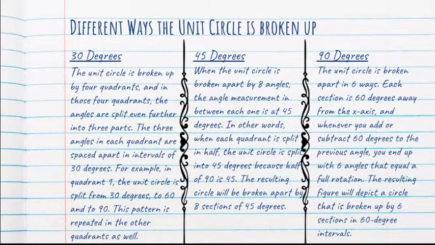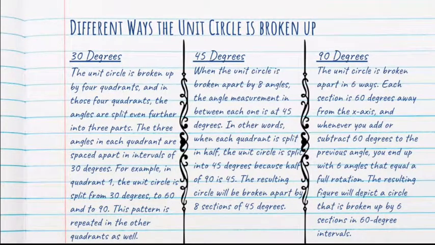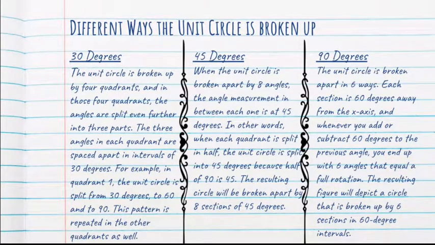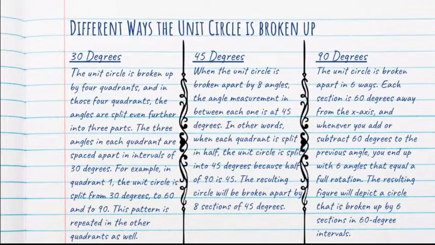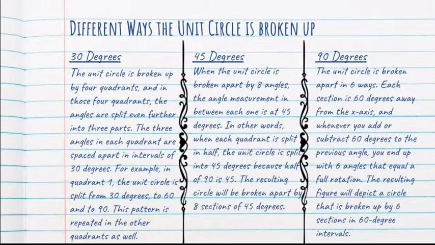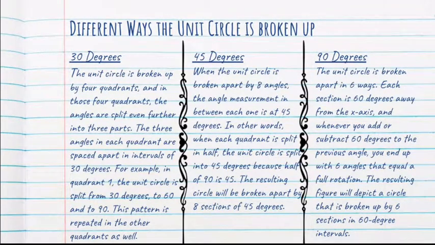Lastly, the next way the unit circle can be broken up is by 60 degrees. The unit circle is broken apart in 6 ways. Each section is 60 degrees away from the x-axis, and whenever you add or subtract 60 degrees to the previous angle, you end up with 6 angles that equal full rotations. The resulting figure would depict a circle that is broken up by 6 sections in 60-degree intervals.